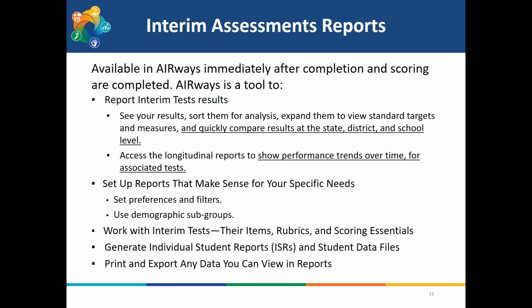Smarter Balanced interim reports are available in Airways immediately after the completion and scoring are completed. If one part is not scored, then the data does not flow into Airways. Often people will start an IAB or an ICA that needs some open-ended scoring and hand scoring by teachers, but do not complete that part, and therefore there is no data available.